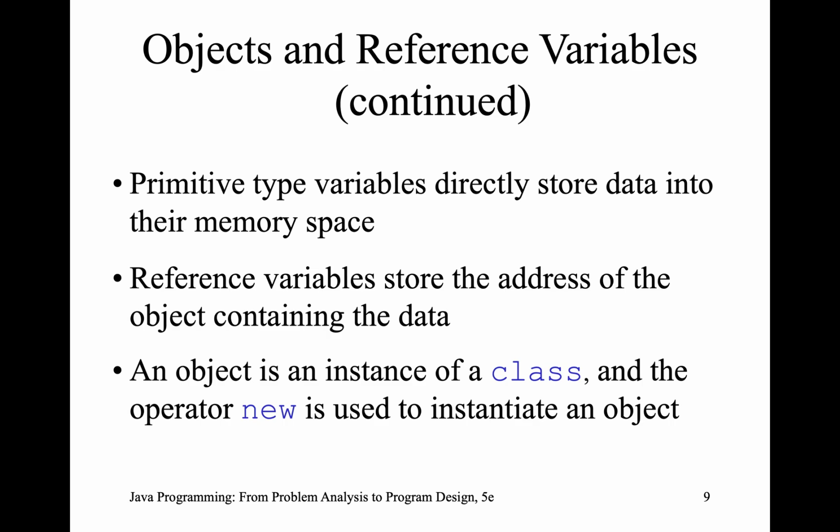Primitive type variables directly store data into their memory space. So that's what we said earlier. So the integer x directly stores the 45 into x. Reference variables store the address of the object containing the data. An object is an instance of a class, and the operator new is used to instantiate an object.